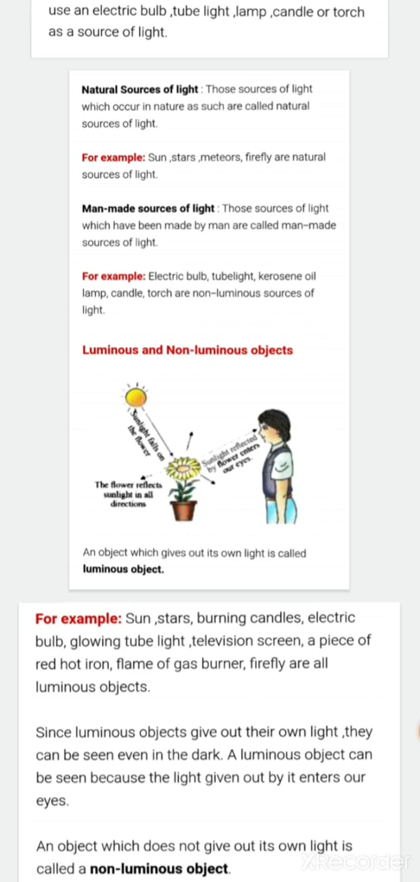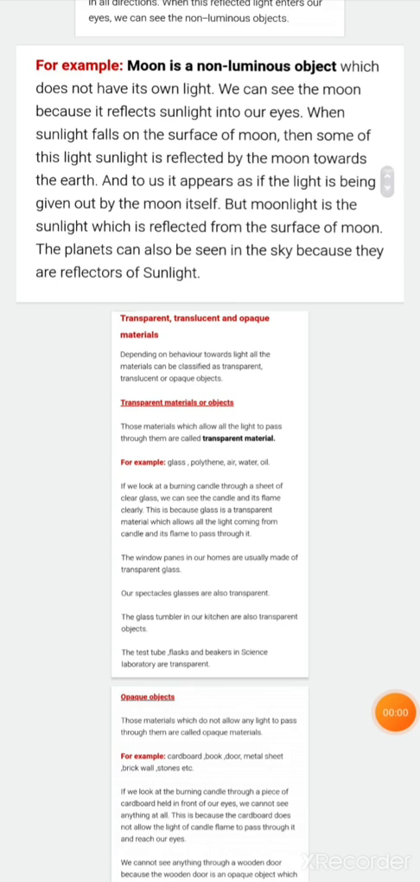As luminous objects give their own light, they can be seen even in the dark. Okay, the object which does not give out its own light is called a non-luminous object. For example, table, chair, book, flower pots, these are non-luminous objects because they cannot give us light. Non-luminous objects can be seen. For example, moon is a non-luminous object.